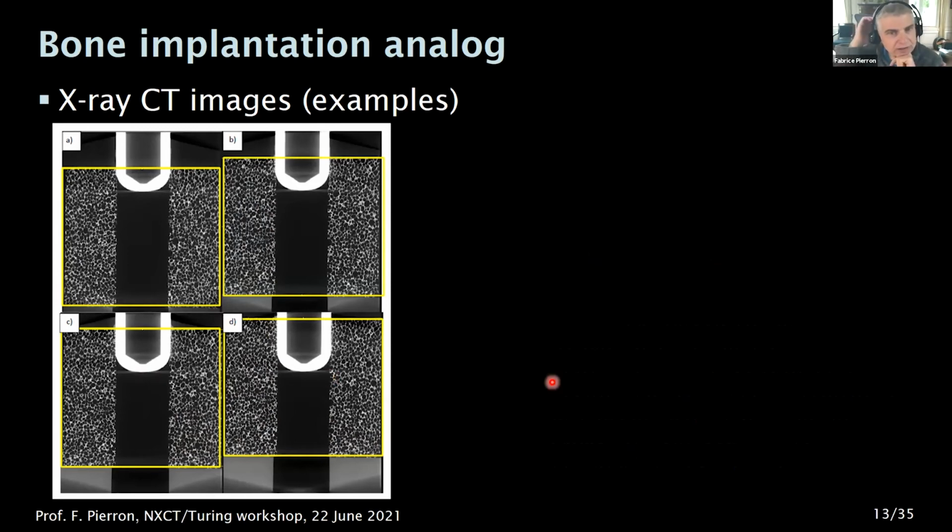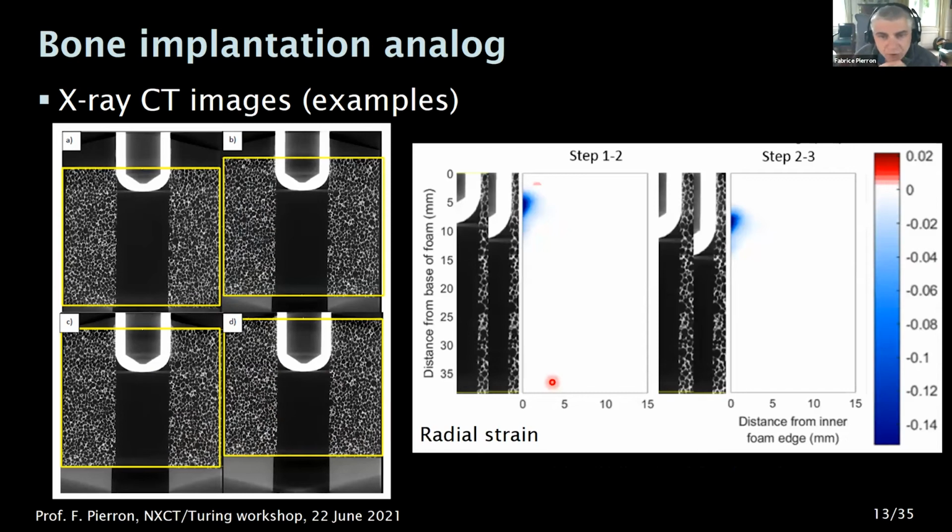And then we can get from DVC strains, which show, for instance, here between step 1 and 2, you can see a local compression here in the radial direction, coming from the fact that the pusher is pushing against the saw bone at the interface. And as you push this pusher further down, then you see that its hotspot is gradually moving downwards. So here, this is incremental correlation. So we take image n-1 and correlate it with image n.